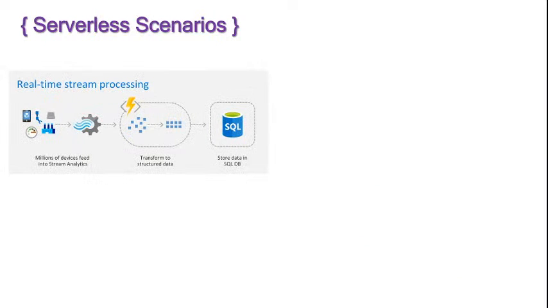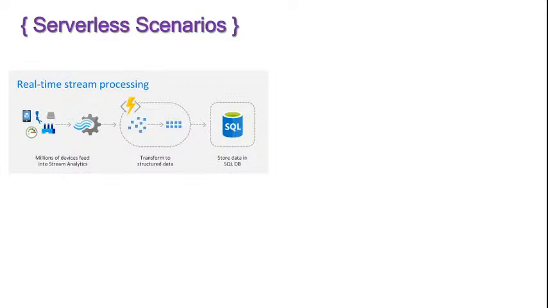Now, let's look at some scenarios that you might use Azure Functions for. As you can see, we have real-time stream processing, which is one very simple scenario. In this, you can see that we have information coming from, let's say, millions and millions of devices, like a factory. You have sensors in your factory devices, timing belts, different things.